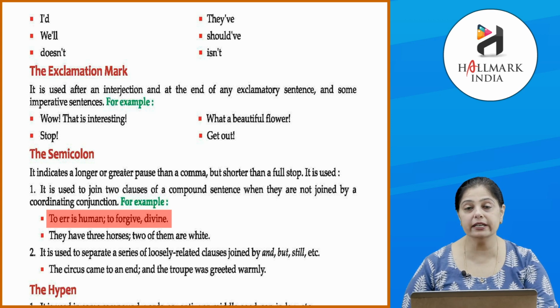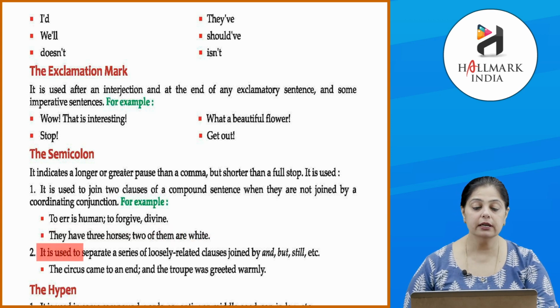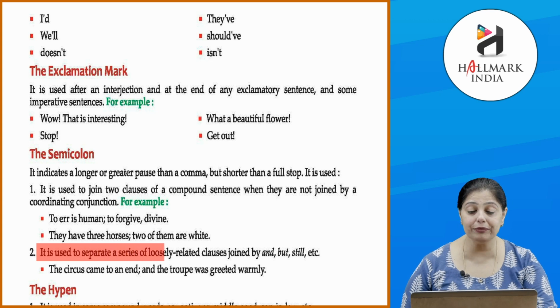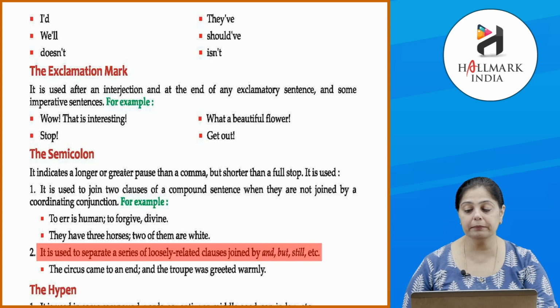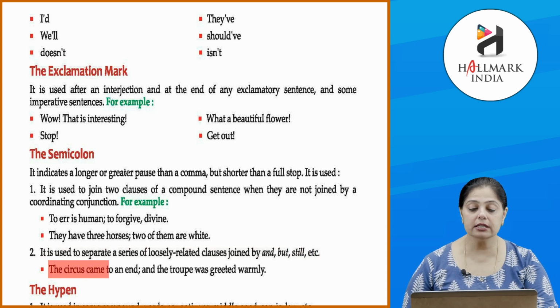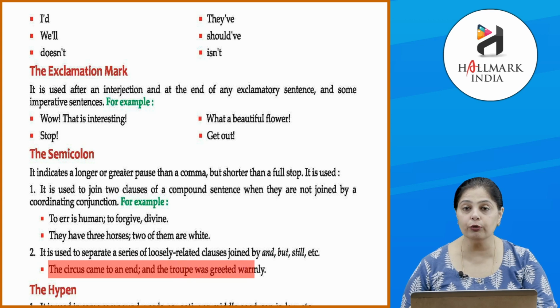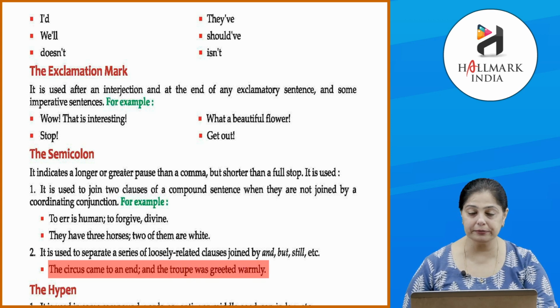So, if we use a coordinating conjunction, we will write: to err is human and to forgive is divine. But here we have used a semicolon to separate it. They have 3 horses; 2 of them are white. Clear? Next, it is used to separate a series of loosely related clauses by and, but, still, etc. The circus came to an end; and the troupe was greeted warmly.